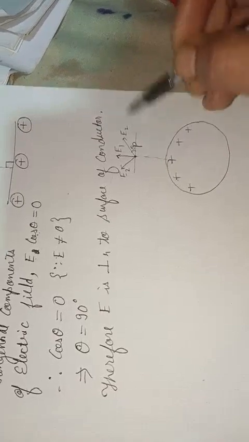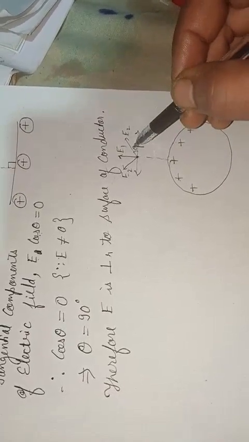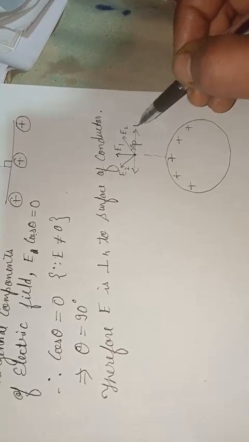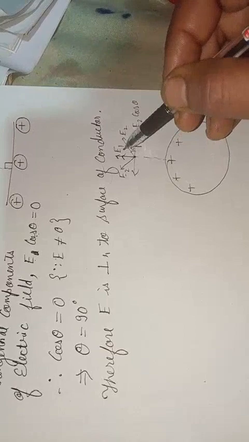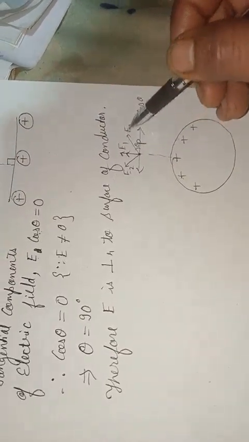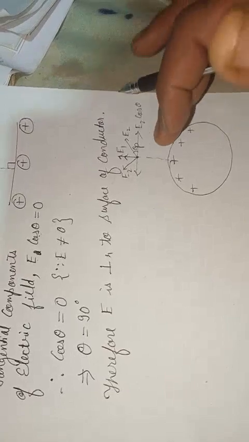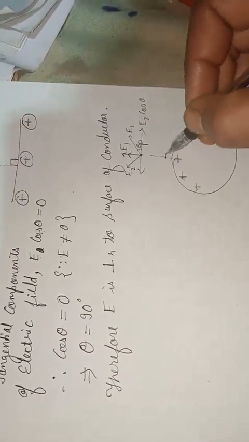Similarly, according to the previous situation, the components E2 cos theta will cancel out each other, and the resultant will be in the vertical direction, E1 plus 2E2 cos theta. So we can say that in the spherical condition also the electric field will be perpendicular to the surface of the conductor.